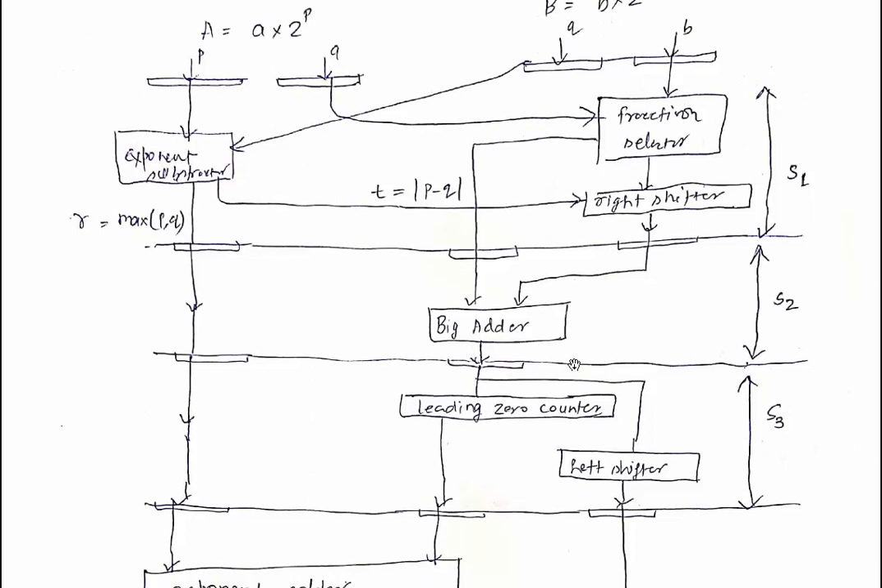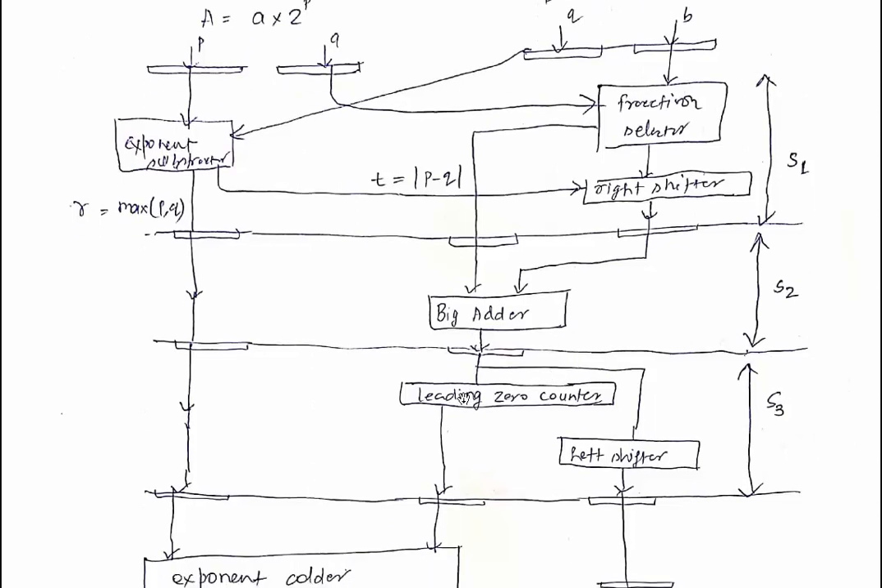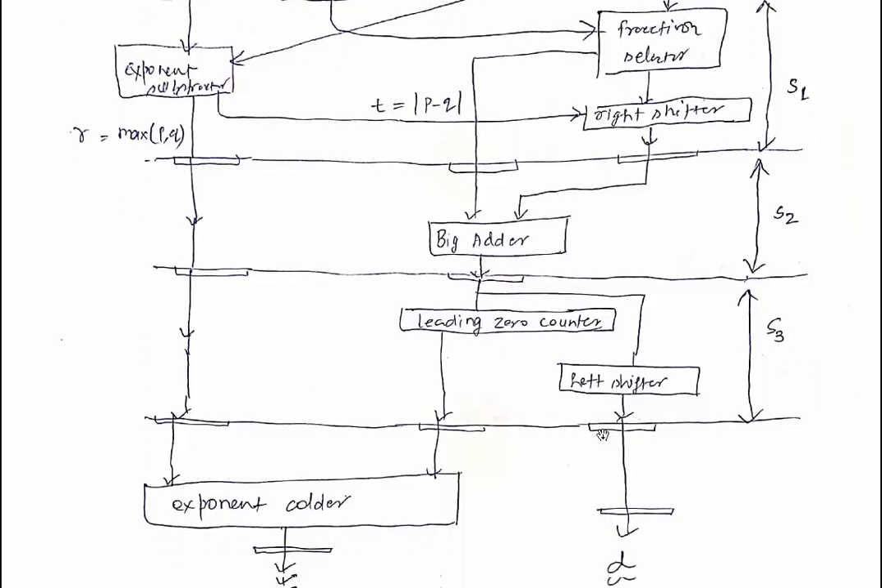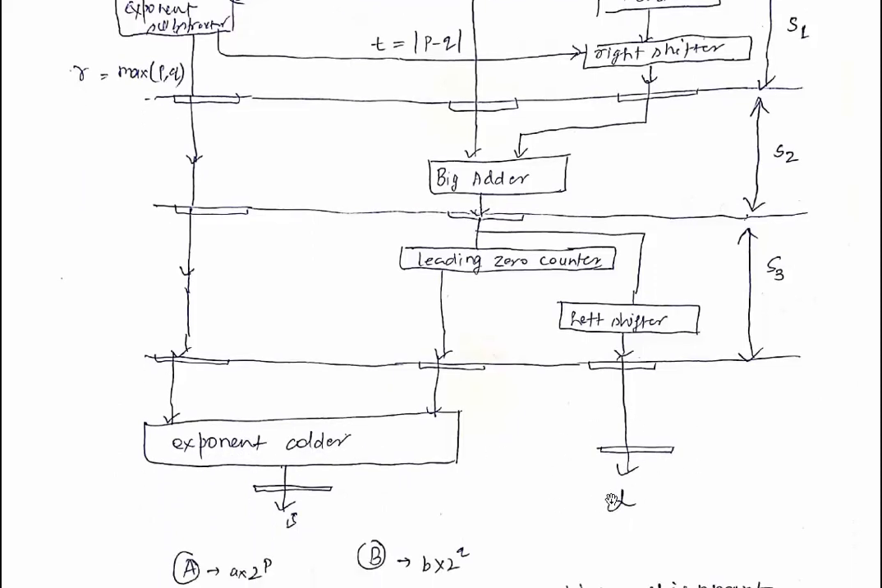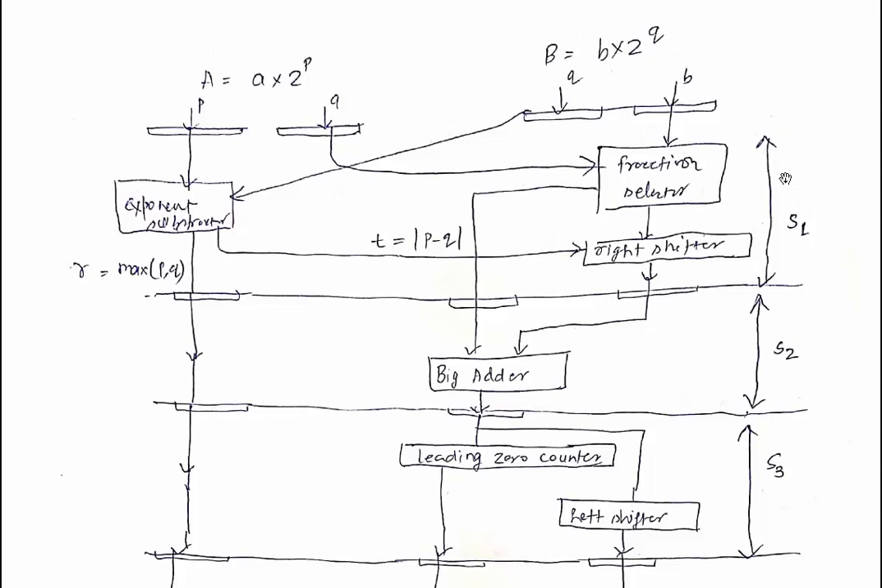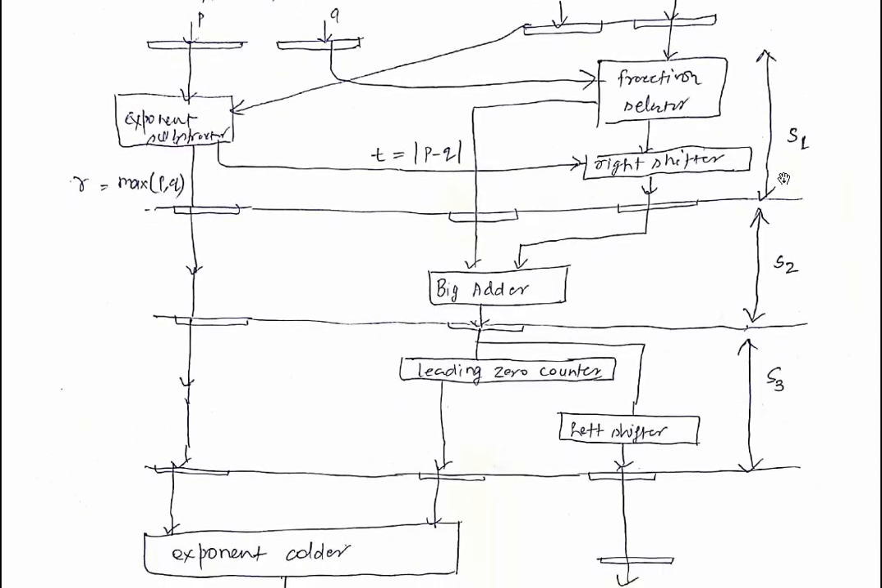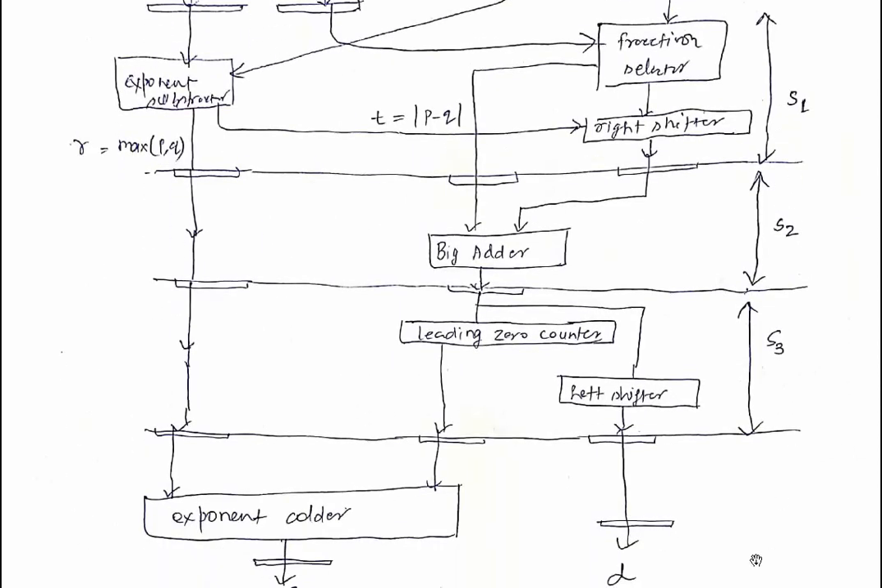After that you have to normalize. For normalization you have to find the leading zeros, and for that number of leading zeros you perform a left shift operation. So this is your left shifter. After that this would be your exponent adder, and this would be your mantissa result. This may be your S4, where you perform the rounding operations. You can also say S0, S1, S2 and S3. So in total you have 4 stages.